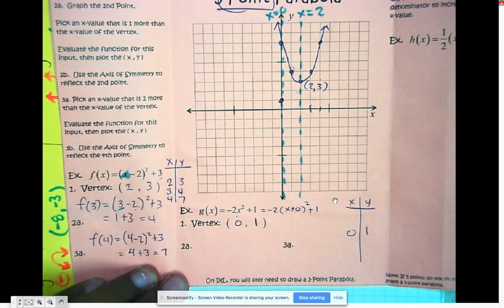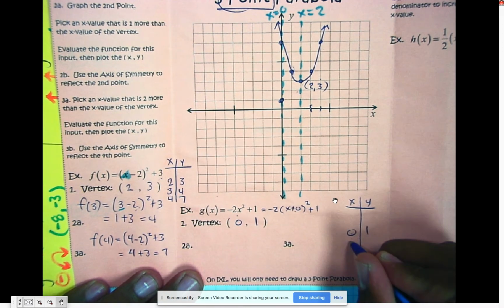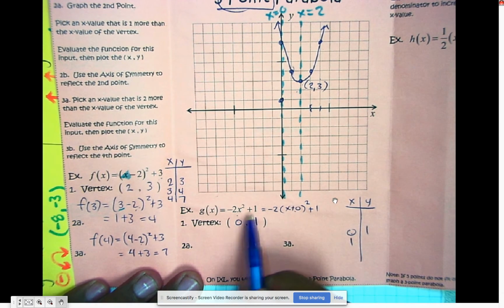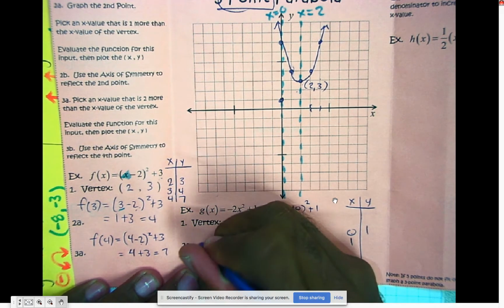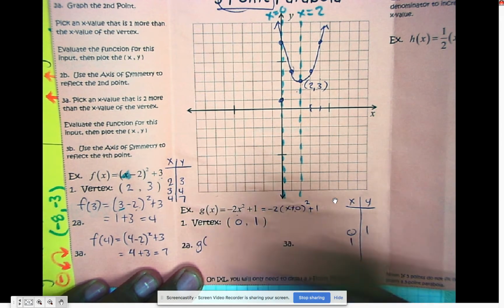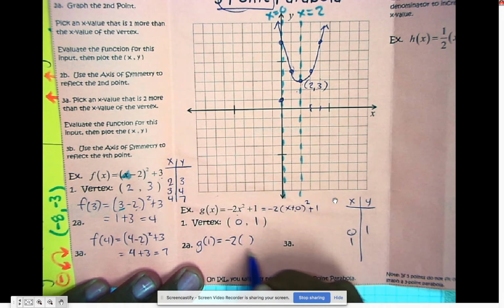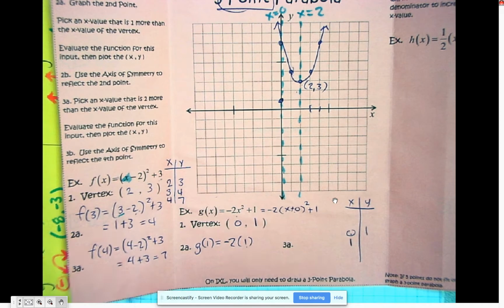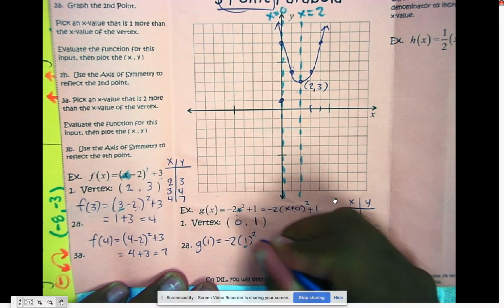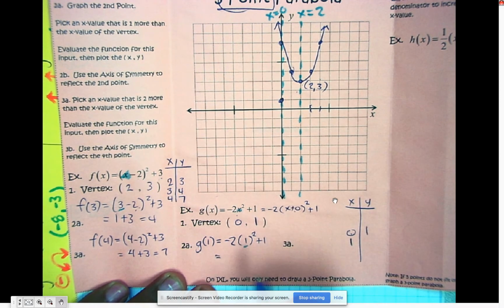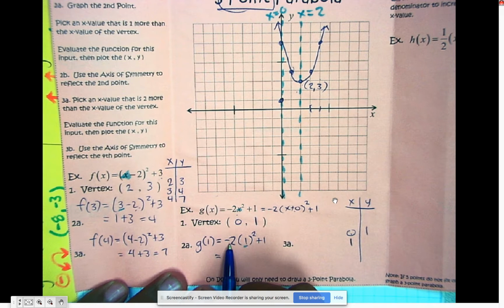Now I'm going to again pick one x value bigger than 0, and I'm going to plug that 1 into the equation to find the y. So now it's g, so I'll say g of 1 this time, equals -2, and now I plug in the 1. I'm just plugging the 1 into the x variable there. Now you've got to be careful with this. Remember your PEMDAS rules: do the exponent first. So 1 squared is 1.